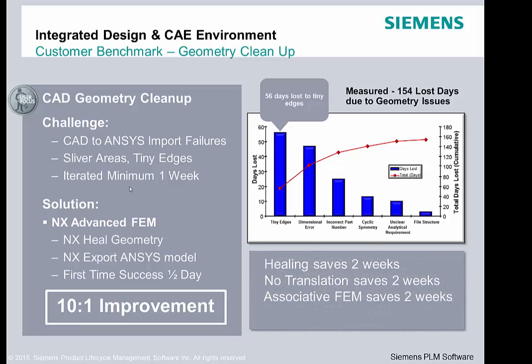So the fact that you're also using an integrated system means that you don't do any translation, and having associativity where everything automatically updates like we showed in the demonstration can also save you 2 weeks, giving you a total time savings on this particular project of about 6 weeks worth of time.